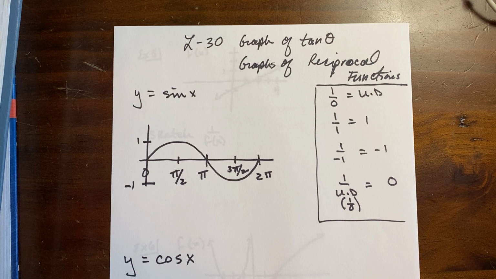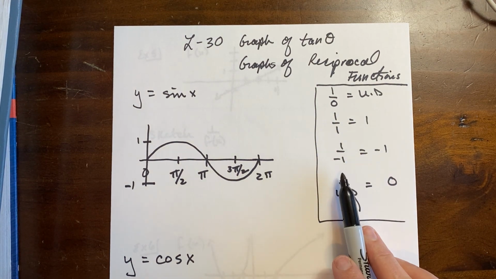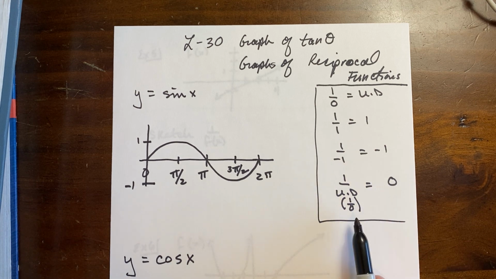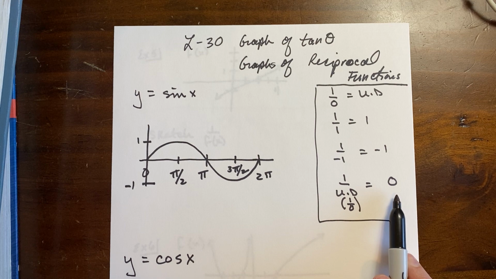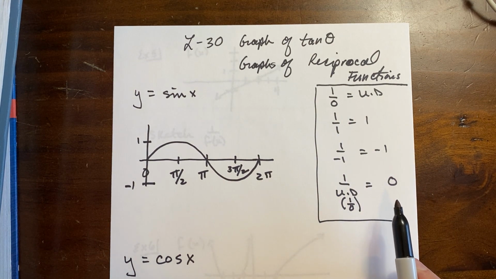The reciprocal of 0 is going to be undefined. The reciprocal of 1 is 1. The reciprocal of -1 is -1. And in this case, the reciprocal of undefined then will be 0. We're going to use these as our markers to graph our reciprocal functions.